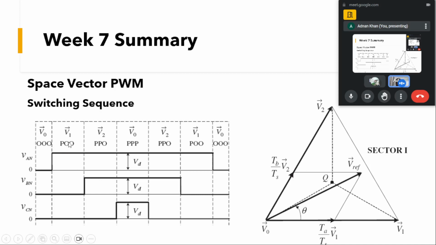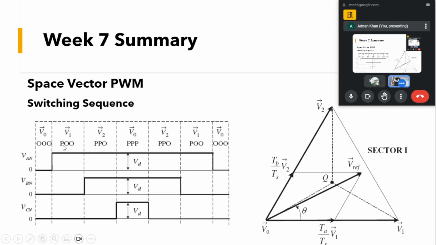That means at any moment, for the position of the switches, one switch is getting turned off and another switch is getting turned on. There is only one switching change happening, that is with this A phase, A phase is getting turned on. Now the A phase is on, and now the B phase is getting turned on.